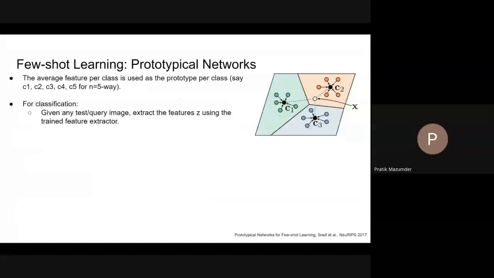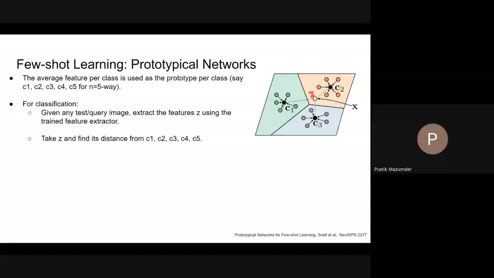Given any query image, you will extract the feature using the same feature extractor, and you will get a feature somewhere in the feature space. So you have one feature of the query image, and if you have three classes, you have three prototypes. You simply find out which prototype your current feature is closest to. You calculate the pairwise distance, between Z and C1, Z and C2, Z and C3, and you find out which is the closest, and that is your predicted class. This is basically the idea behind prototypical networks.